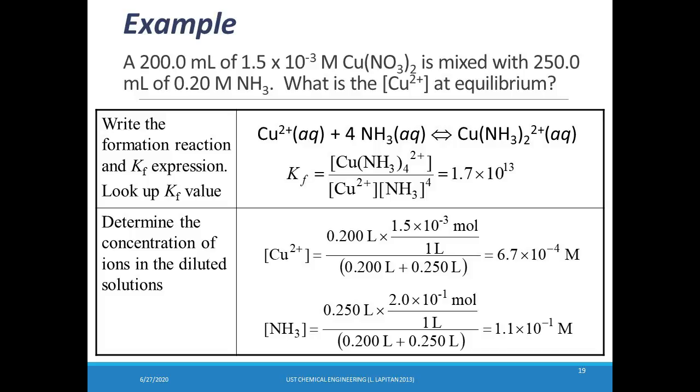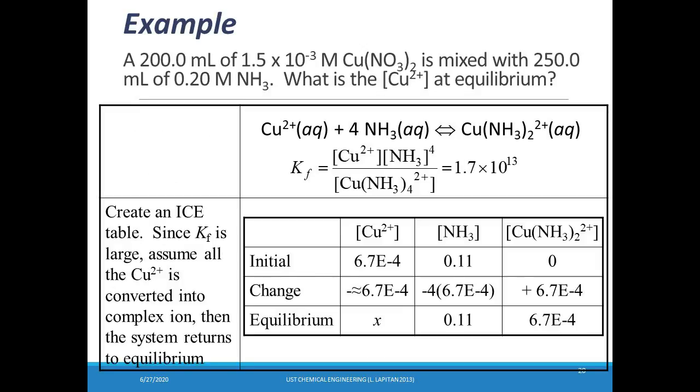So the final concentration for copper is 6.7 times 10 raised to negative 4 molar, and the final concentration for ammonia is 1.1 times 10 raised to negative 1 molar. Now we can create an ICE table and plug in the values for copper and ammonia. Notice that the formation constant has a very large value, so assume that almost all of the copper ions is converted into the complex ion.